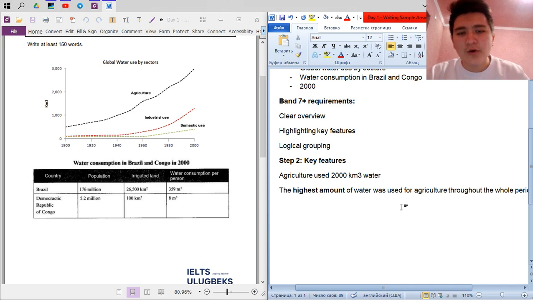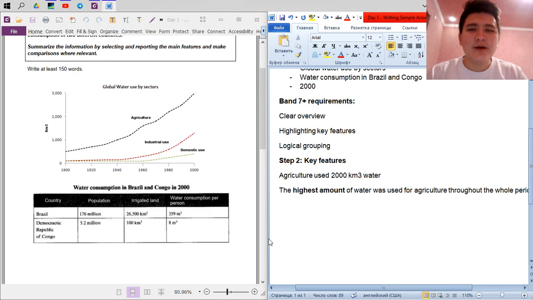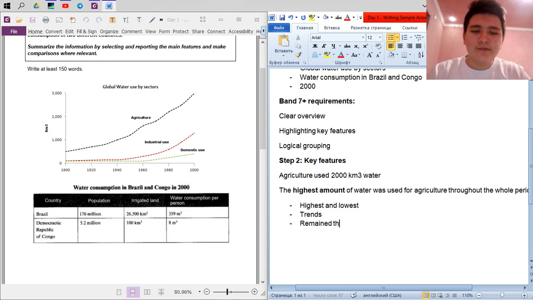So we're gonna highlight those pieces of information right now. So what are the key features? What do you see? With this particular type of chart, you usually have key features like highest and lowest. And again, don't just think that we just need to write highest and lowest. No, not just highest and lowest. Highest and lowest is one of the key features. So the trends, like whether they increased or decreased, and like we included lowest and remained the same. So something that remained the same.